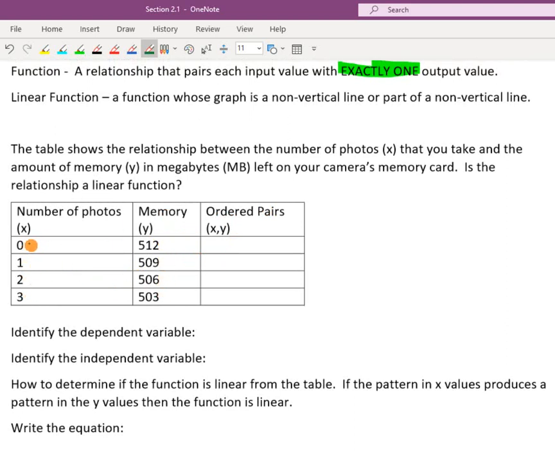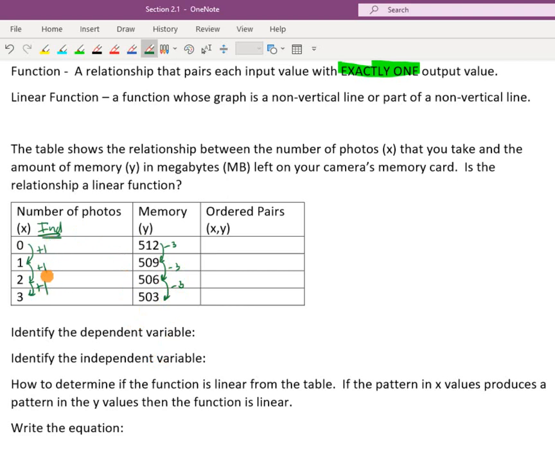So first, to determine if it's a linear function, I want to ask: are my x values increasing by the same amount? If they are increasing by the same amount, that's the pattern that I want to establish. Just remember, this is my independent variable. If they show a pattern, it's going to be easy to see. I see a pattern of minus 3 there, minus 3 there, minus 3 there.